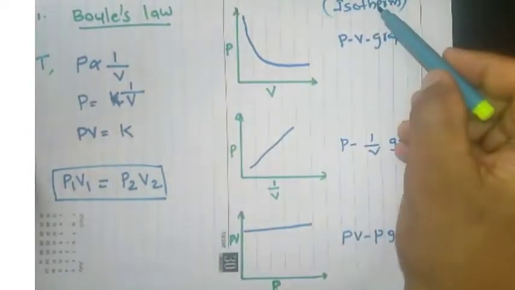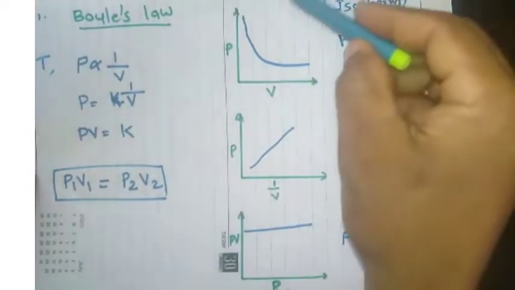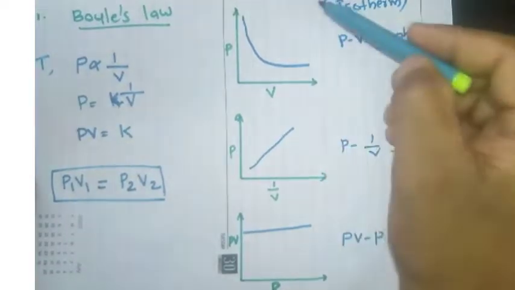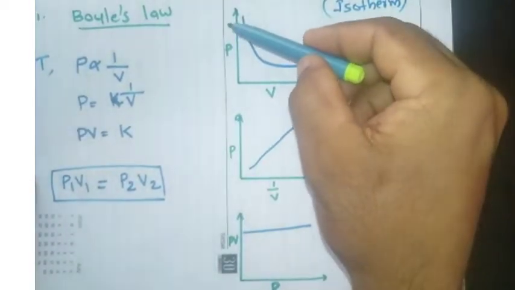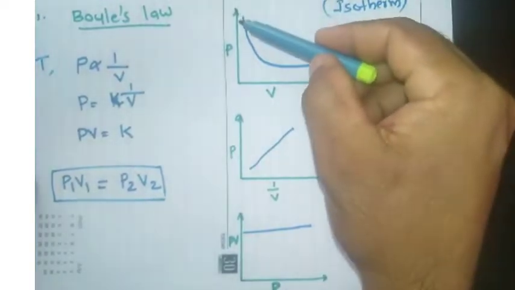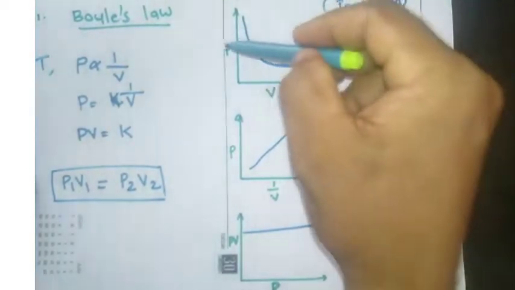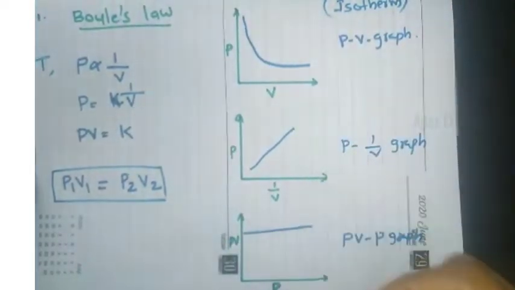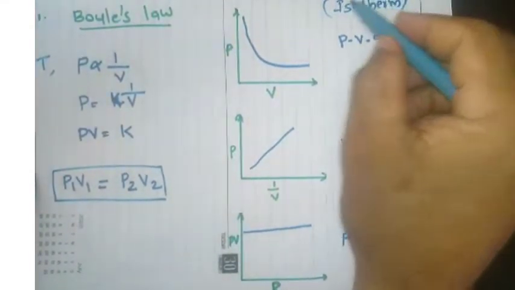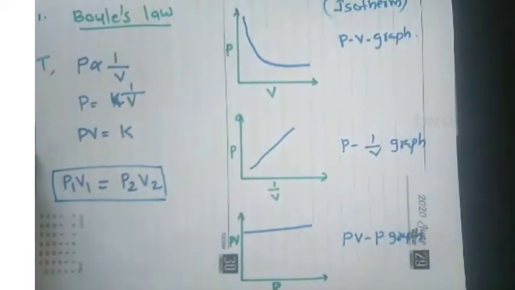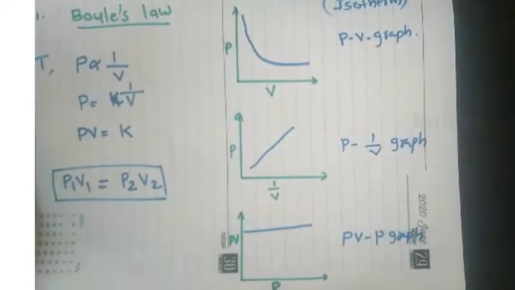So this graph is called an isotherm. A graph plotted between any two variables, here pressure and volume, pressure and 1 by V, PV and P at constant temperature, is called an isotherm. Okay, constant temperature. This graph is an isotherm.